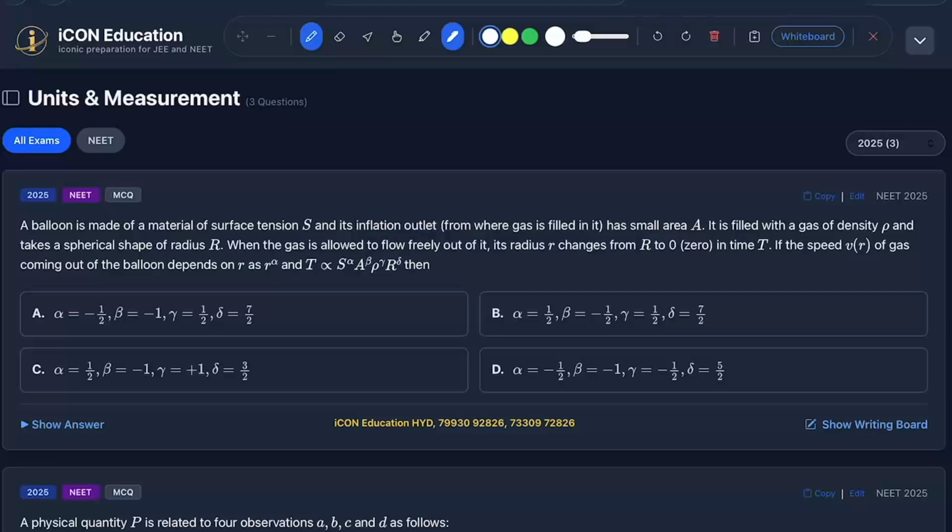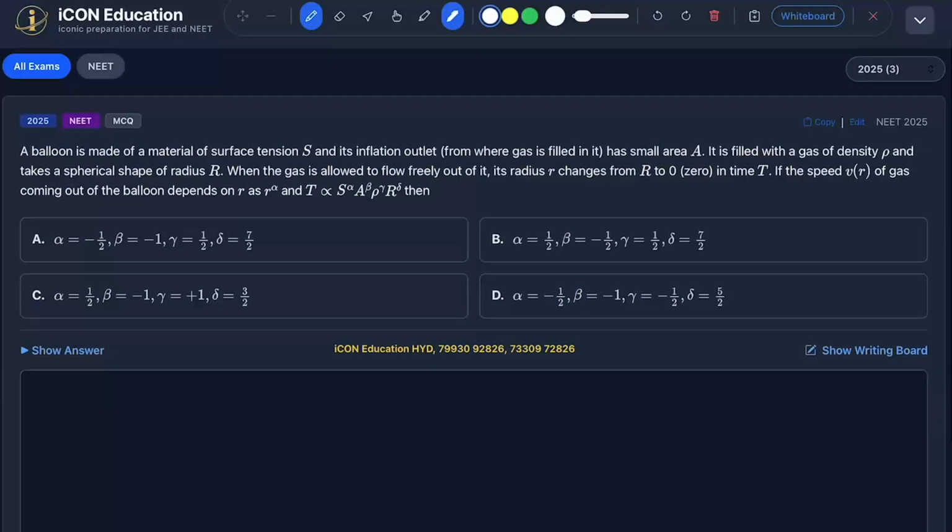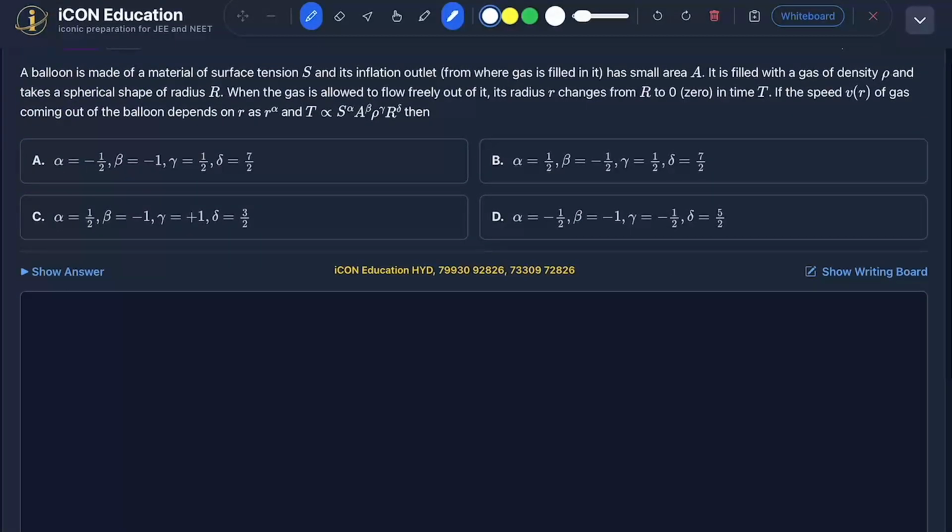Last year we got three questions from this topic. Let us discuss one by one. So here is the first question. They have given a relation that is T is proportional to S power alpha, A power beta, rho power gamma and R power delta.